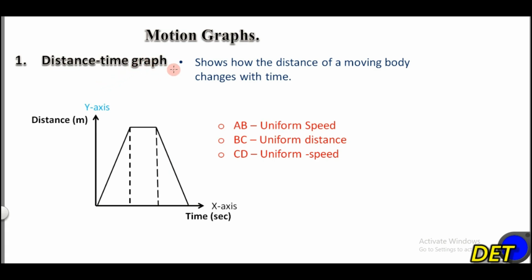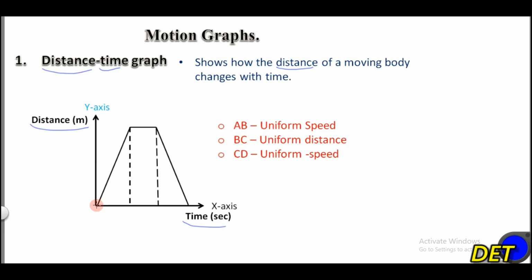It is a motion graph that shows how the distance of a moving body changes with time. So there are two things that are considered here, the distance and the time. This is an example of a distance time graph. Your vertical axis, which is your y-axis, represents your distance in meters, and your x-axis, which is the horizontal axis, represents your time in seconds, right?